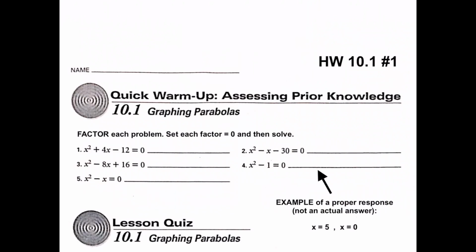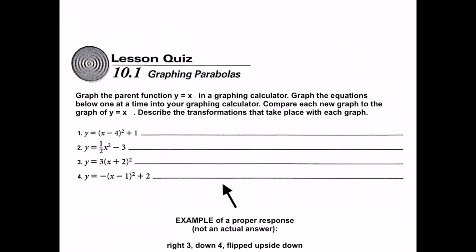And this is what the homework will look like, okay? In Google Classroom, you'll see the homework looks just like this. You'll do these first 5, which are a little bit of factoring. And then you'll do these bottom 4, where you're going to tell me what transformations took place.